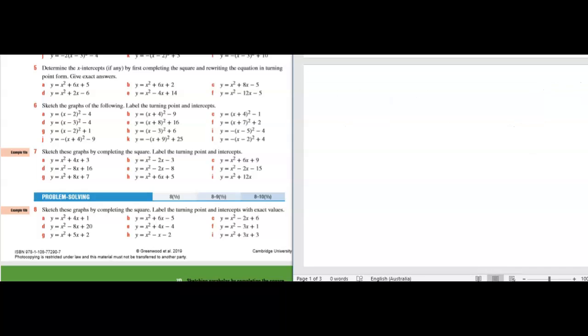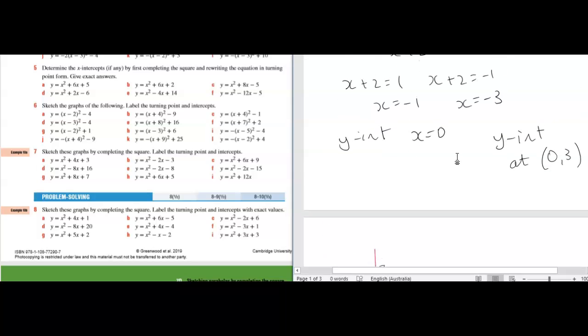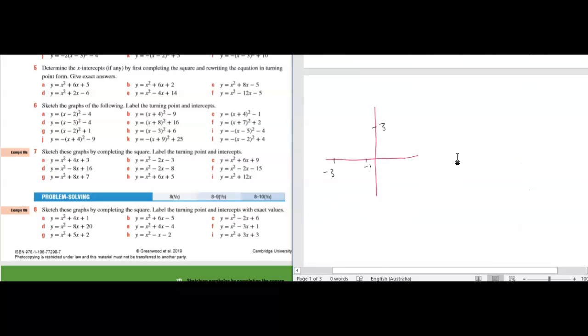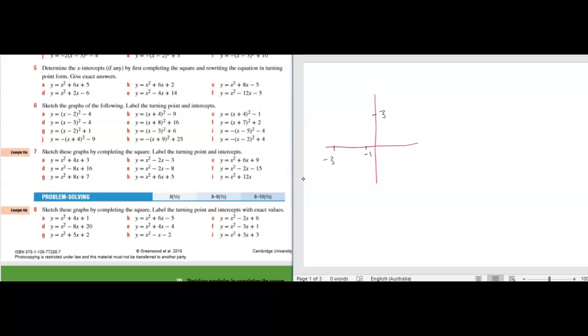I'm going to go over to the next page. So we had x-intercepts at -1 and -3. We had a y-intercept at 3. And we had a turning point at -2 and -1. So our turning point is here at -2, -1. We've got our 2 x-intercepts there, and our y-intercept.